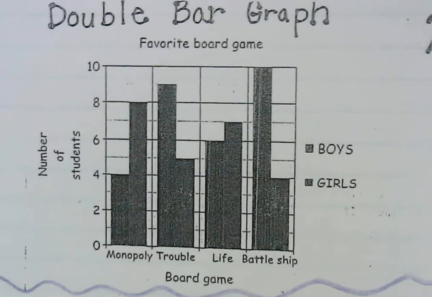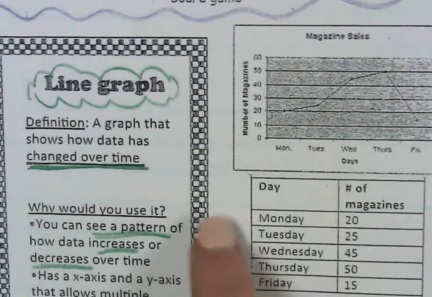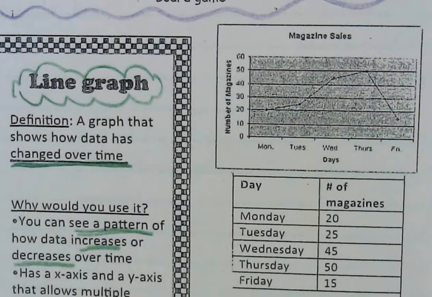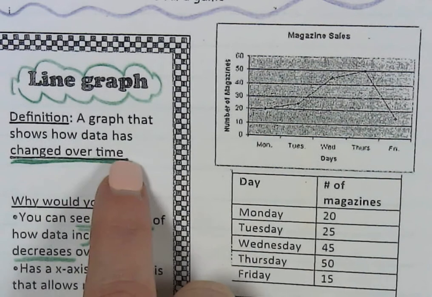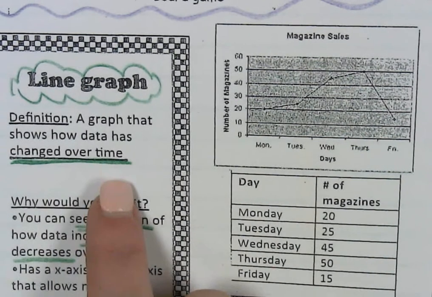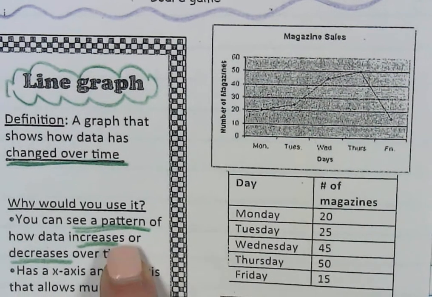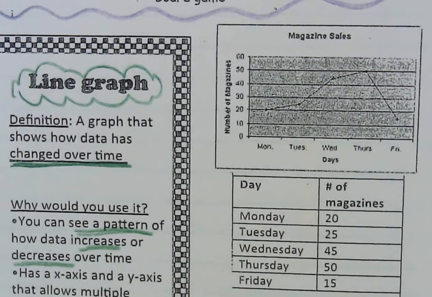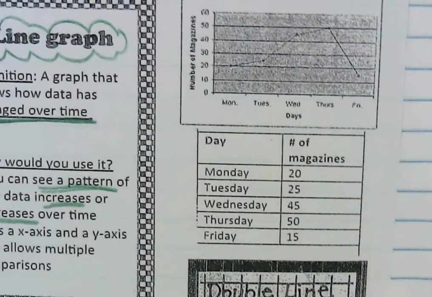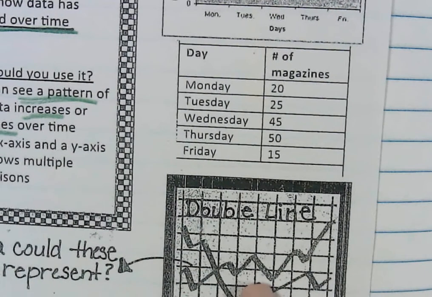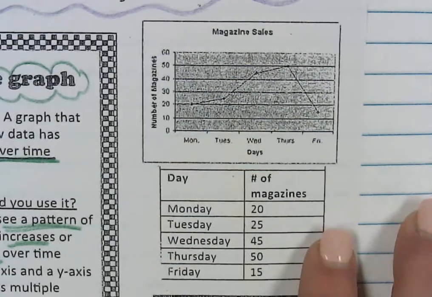And down here we have line graphs. We're not going to spend too much time on line graphs, but we are going to talk about it just for a little bit. The main thing about a line graph is it shows how data has changed over time. And it helps you see how a pattern has increased or decreased over time. And just like you can have a double bar graph, you can have a double line graph. Again, they're easy to read just like bar graphs.